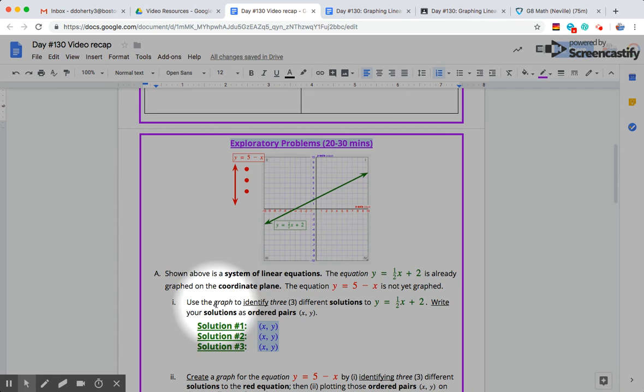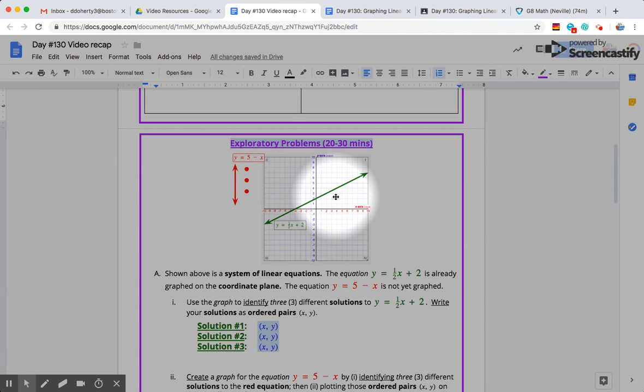For part 1, they said use the graph to identify 3 different solutions to y equals 1/2 x plus 2. And we see the equation graphed out here. They asked us to write the solutions to this equation as ordered pairs, which just means x's value, comma, y's value, inside parentheses. The key to understand for part 1 is that if we already have the graph for this linear equation, each point on this green line represents a different solution.